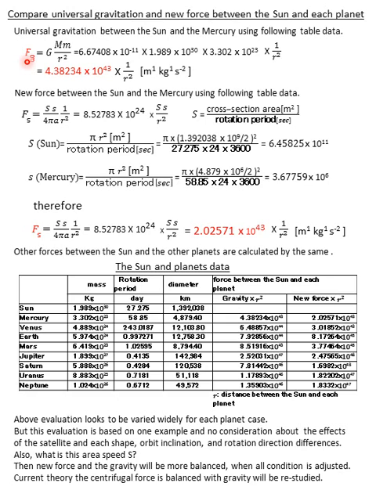Universal gravitation between the Sun and the Mercury, using this data for mass as follows, and the value is like this. New force between the Sun and the Mercury using these following data. This is new force, and this is the assumption of S like this. S for the Sun for new force is like this value. And also S for the Mercury is this formula and like this. Therefore, new force between the Sun and the Mercury is finally this.